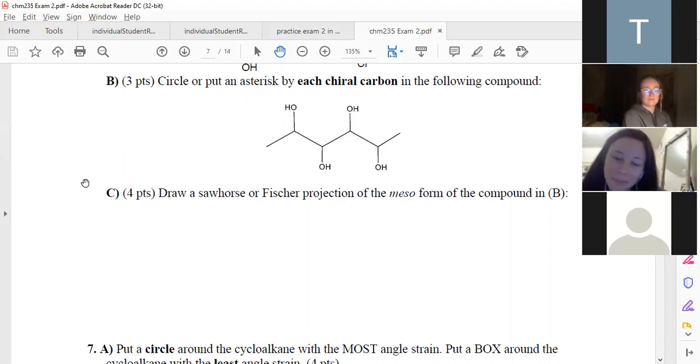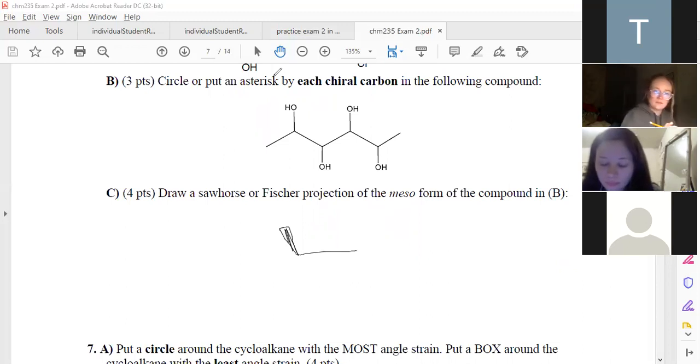Draw a sawhorse or Fisher projection of the meso form of the compound. Do you know what a meso form of a compound is? Isn't it like the exception to the rule? So you need to have 2 or more chiral centers, but it needs to have a what? A line of symmetry. Yep.